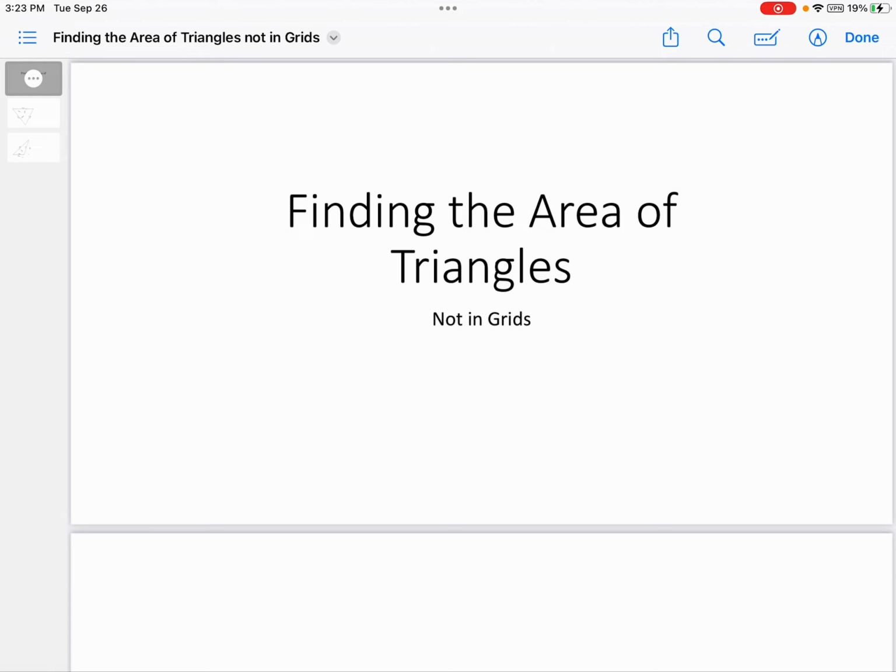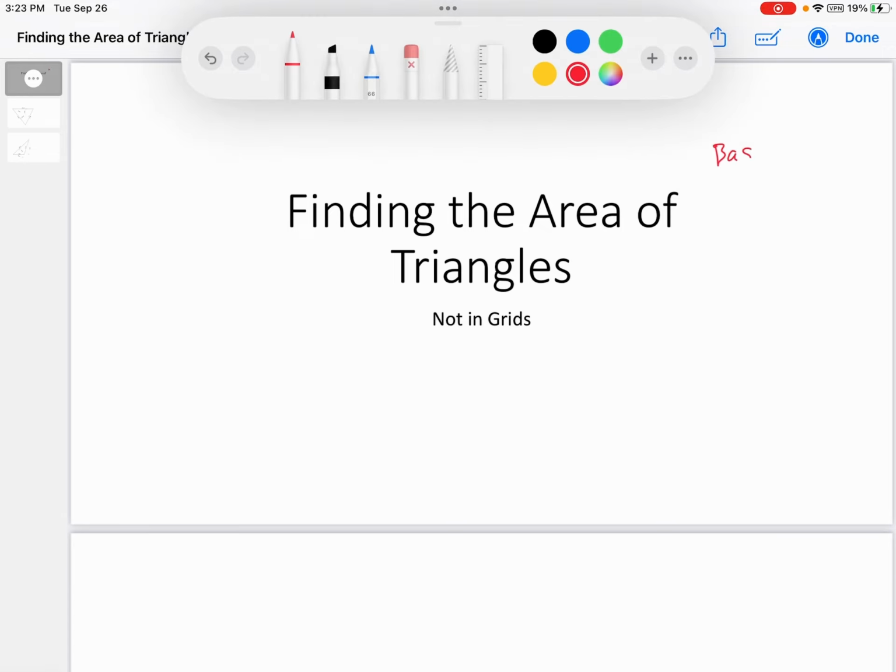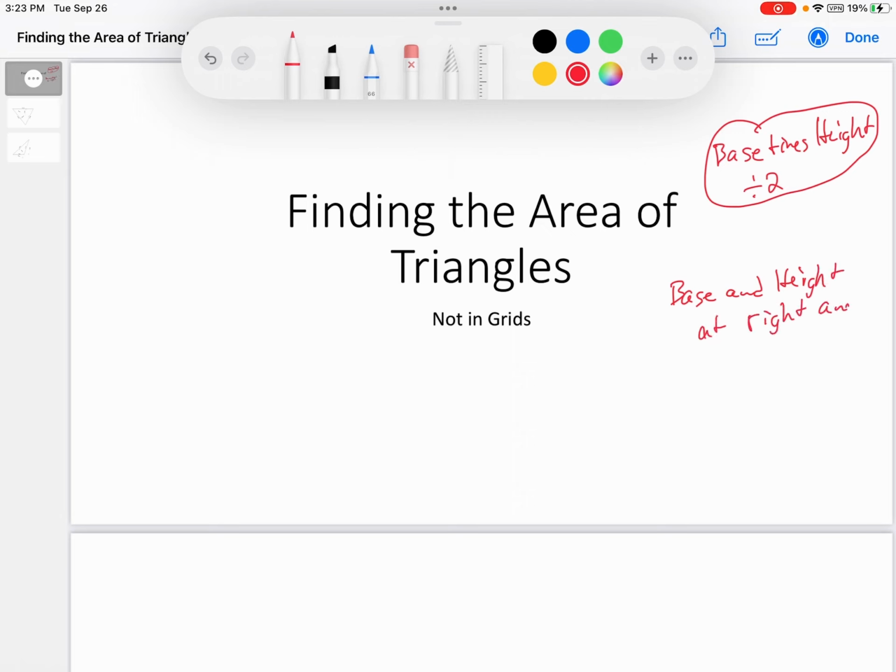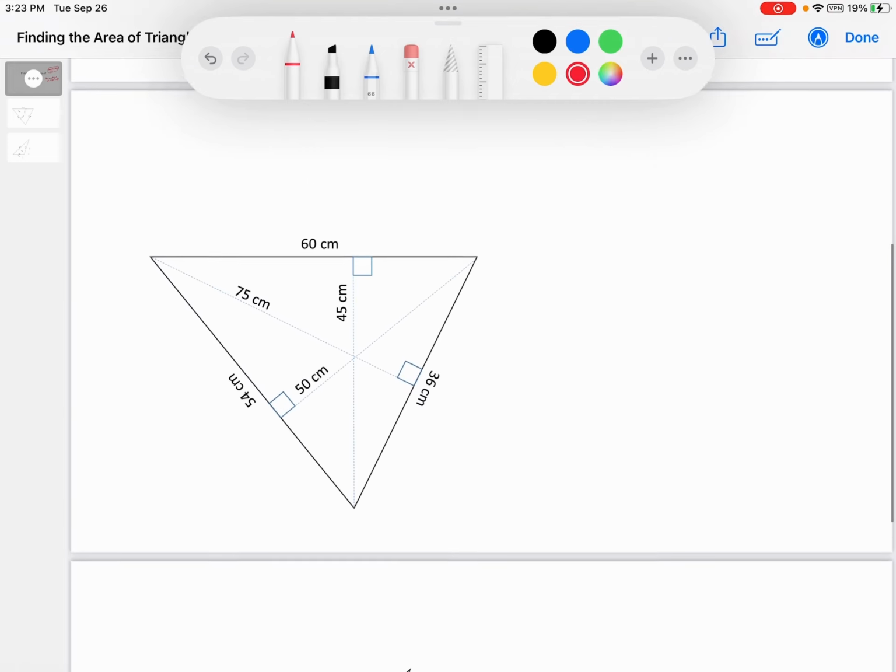So, remember that the formula for the area of a triangle is base times height, but because it's a triangle and not a parallelogram, it's base times height divided by 2. And remember also that the base and the height are at right angles. So you have to find a triangle, find a right angle, find the two numbers associated with it, multiply them by each other, and divide by 2, and then you have the area. Let's take a look at an example.